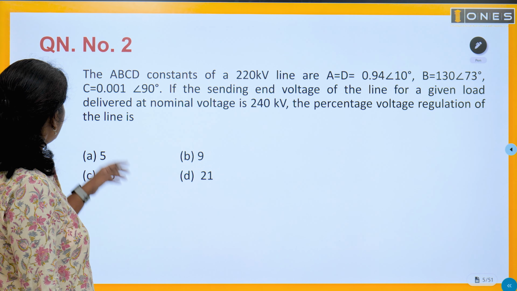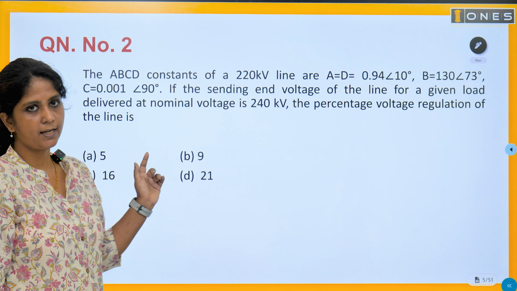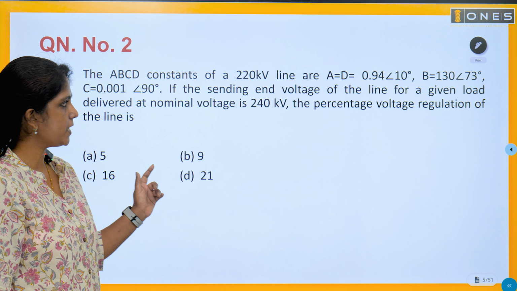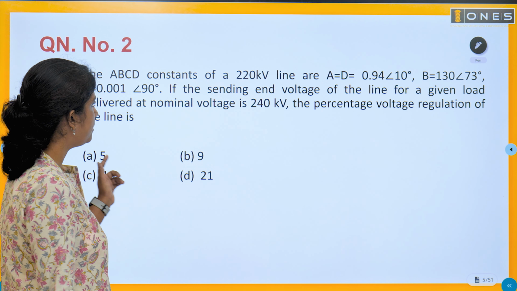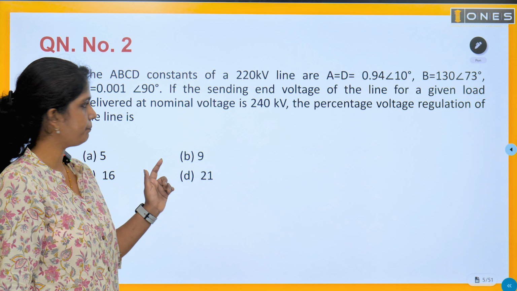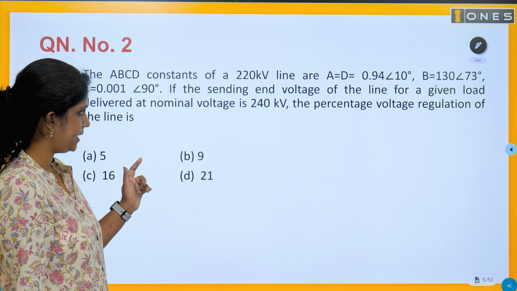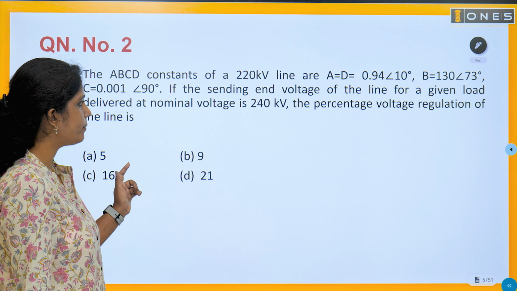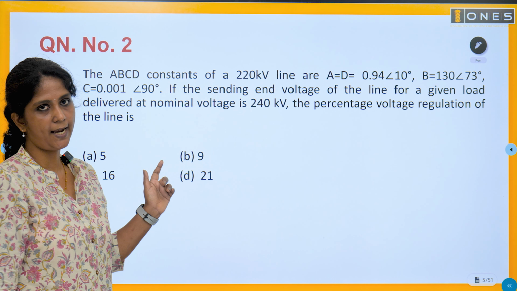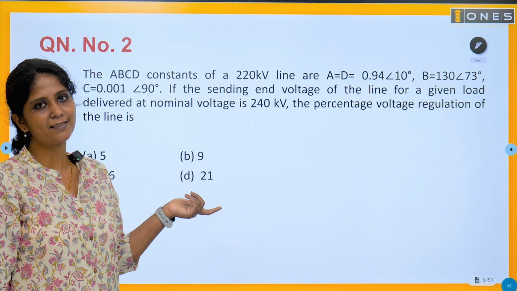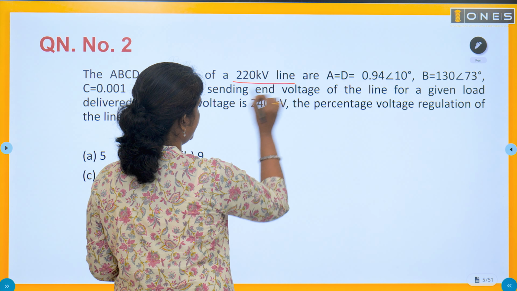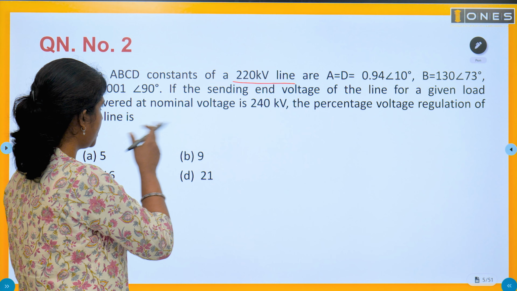Question number 2. The ABCD constants of a 220 kV line are A is equal to D is equal to 0.94 angle 10 degree, B is equal to 130 angle 73 degree, C is equal to 0.001 angle 90 degree. If the sending end voltage of the line for a given load delivered at nominal voltage is 240 kV, the percentage voltage regulation of the line is. Okay, so the ABCD constants of the line are given in the question.